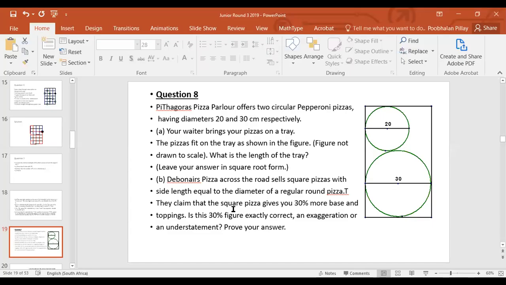Okay, is that all? I think that's the only question. Was there another question? I'm not sure. Let me just check. Get back to the question. Oh, there's more to it, I think. The A and B. So what is the length of the tray? Right, we've just worked that out.